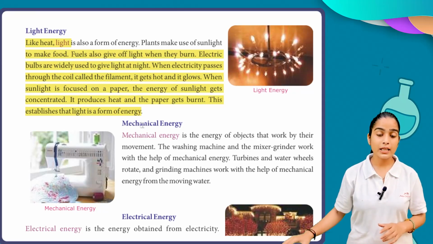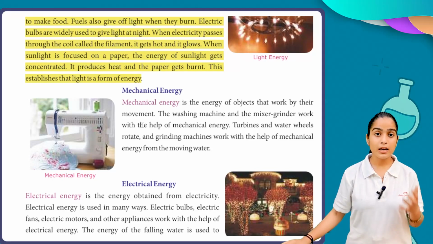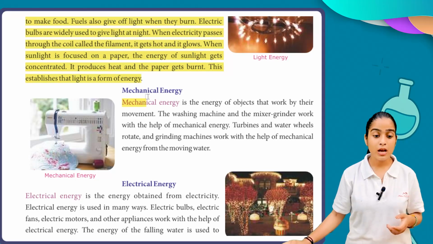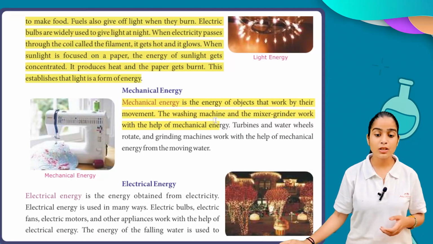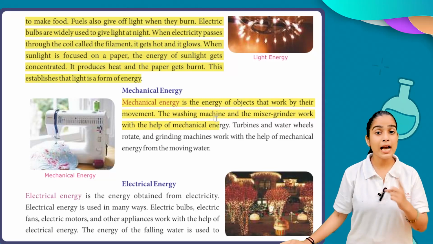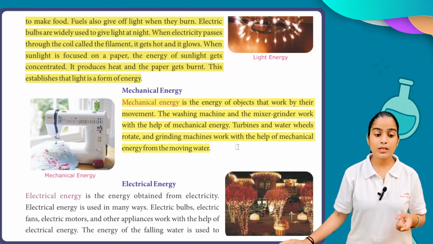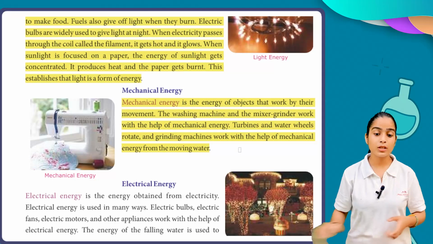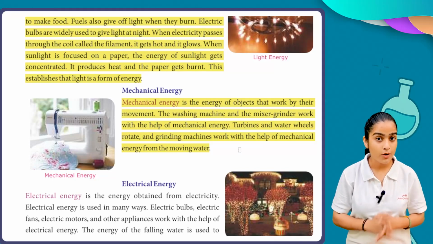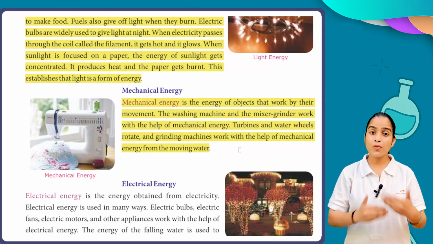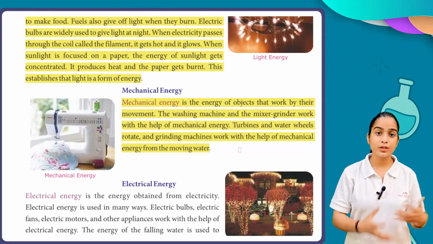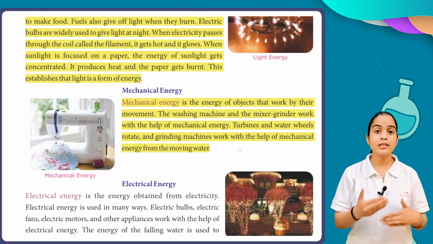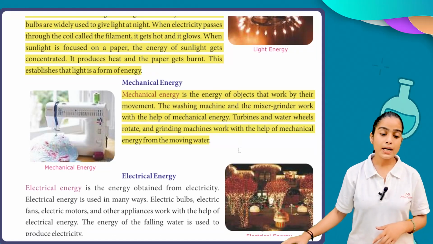Next we have mechanical energy. So in machines, basically the machines which have energy, okay, that is referred to as your mechanical energy. Mechanical energy is the energy of objects that work by movement. The washing machine and the mixer grinder work with the help of machines, that is why they are referred to as mechanical energy. Turbines and water wheels rotate, and grinding machines work with the help of mechanical energy from the moving water. So what we understand here is, by moving water we run a machine, and the machine does the work, and when the machine's energy is used, that is referred to as your mechanical energy.